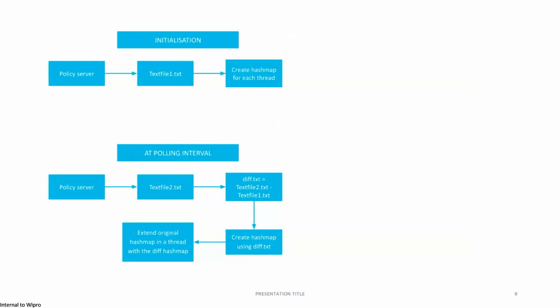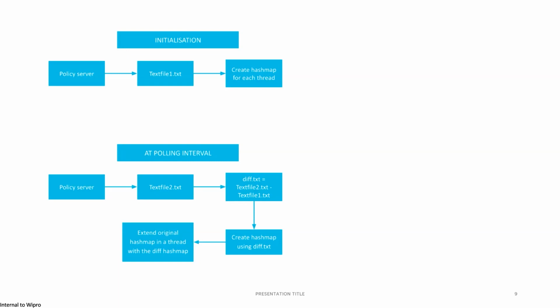Right. Like I mentioned just now, all the data coming into the hash map is coming from a text file. The concept was that we would have a new text file coming in at a polling interval, let's say every 15 minutes, or every 1 hour. After every polling interval, we'll have a new file coming in from the policy server, and we would need to create a hash map. Initially, when we start our program, we have a text file coming from the policy server and we create a hash map for each thread.